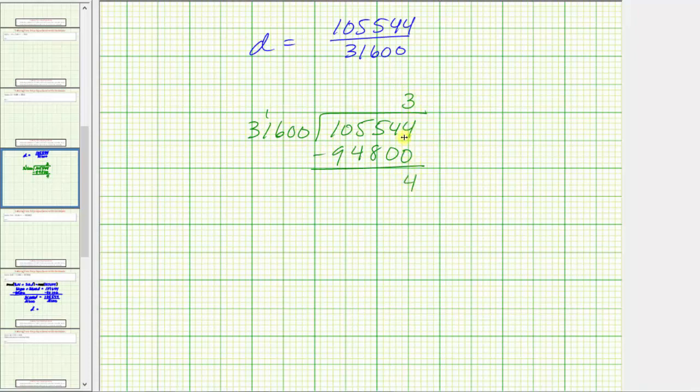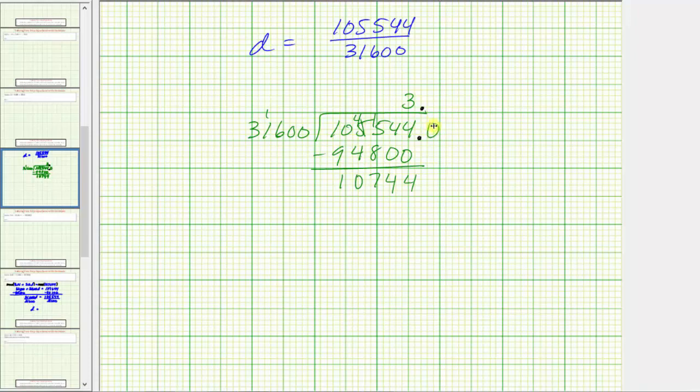4 minus 0 is 4. 4 minus 0 is 4. We need to perform an exchange here. 15 minus 8 is 7. 4 minus 4 is 0. And 10 minus 9 is 1. Notice how this difference is less than the divisor. The 3 is correct. But we're looking for the quotient as a decimal, and therefore now we take our decimal point in the dividend here, move it up to the quotient, and now we can add zeros to the right of the decimal point without changing the value.